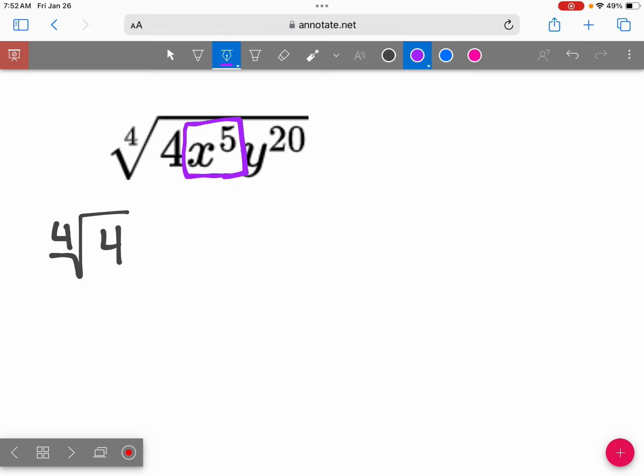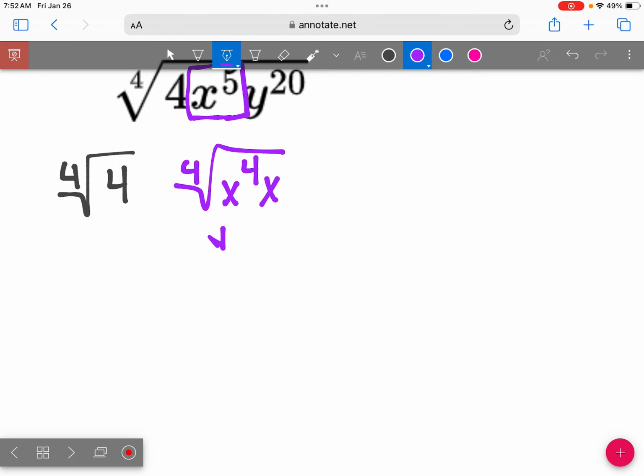Let's see if we can do it with more by yourselves. What do you think? X to the 4th times x. Yeah. We can split it up to be the x to the 4th and x. So when we simplify it, what are we going to get? X times the 4th root of x. So this guy's going to stay inside. So he's still going to stay in the house.